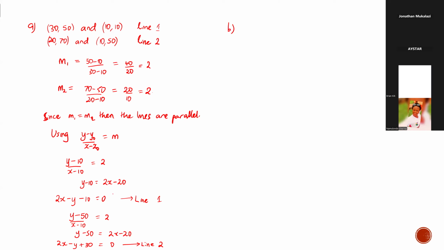You've been asked to show that the two lines are parallel. You have concluded that they are parallel because their gradients are equal. And we've also gone ahead to find their equations as the question had wanted. Are there any questions up to this point? If there are none, then we can proceed to part B.